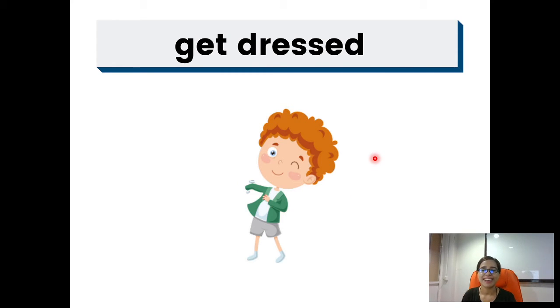Next is get dressed. Get dressed. G-E-T-D-R-E-S-S-E-D. Get dressed. So look at the boy. He's getting dressed. He's putting on his jacket. Get dressed also means put on your clothes. Put on your clothes or get dressed.